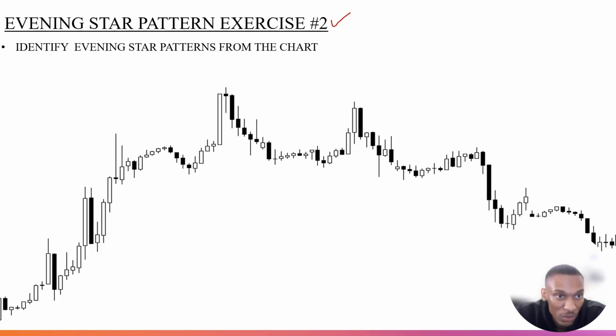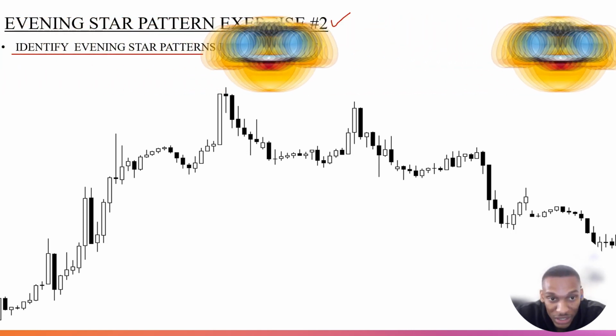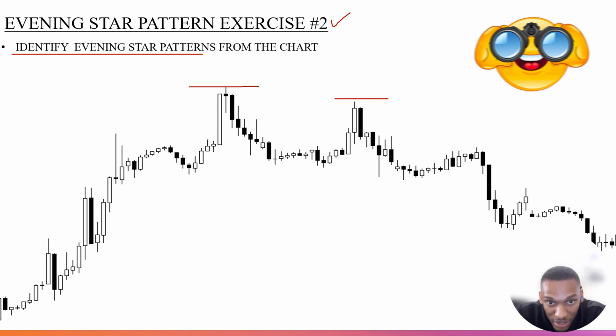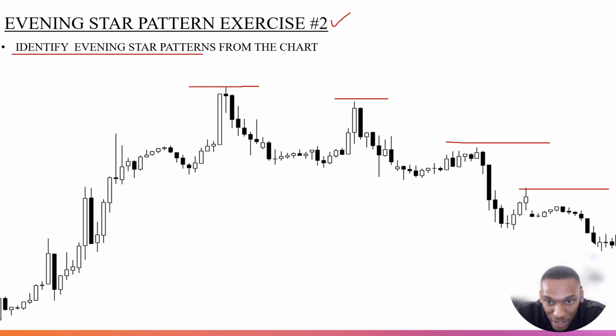Let's do exercise 2. Again, identify the evening star pattern from this chart. Know where to look. Think of the conditions. Most important, you don't want to be spending days searching one candlestick after another. You must know where to look, and if it's there where you want it to be, then you save yourself a lot of time. Think of the 4 conditions and know where to look. Pause the video and see if you have identified it before I show you the solution.